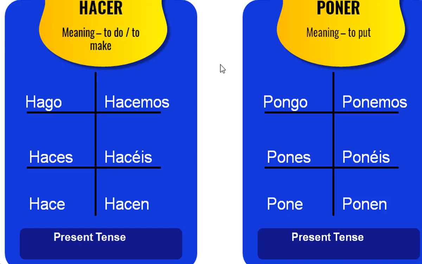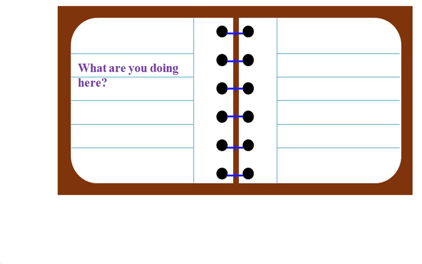So, hacer and poner. Hacer means to do or to make. Poner means to put or to put on. The only thing that makes them special is their yo form in the present tense, which is different from the normal ER verb conjugation. Let's try using them in a few sentences.